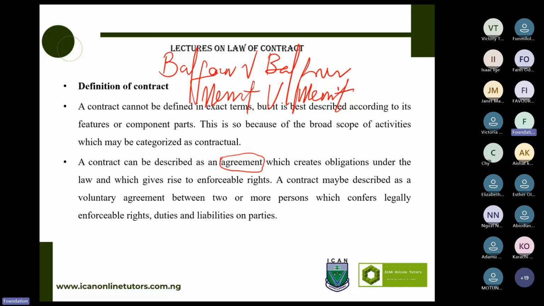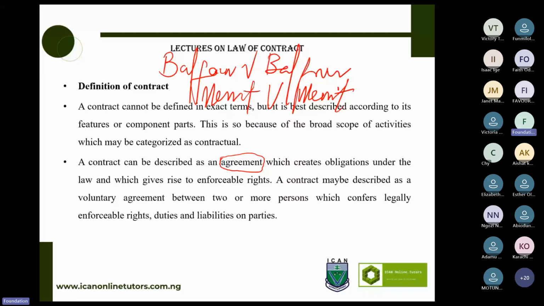Okay. Thank you. Please, can you tell us the case between Balfour and Balfour, Merritt versus Merritt, so that I have the real case? So that is what I've just explained, but let me just picture it for you in a manner you understand. Okay.